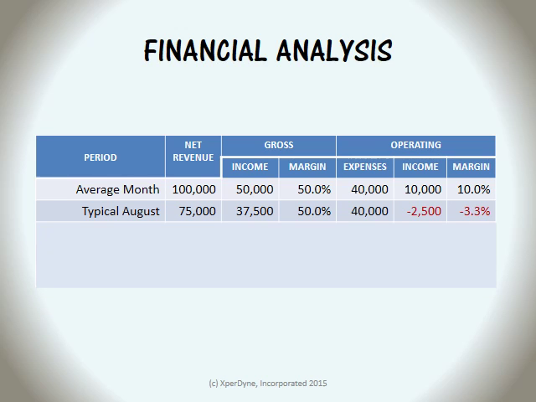Due to customer vacations, gross sales typically drop in August by 25% to $75,000, although cost of goods sold drops by a similar percentage, or $12,500. All other operating expenses remain the same. This leaves an operating income loss of $2,500, or a negative 3.3% operating margin.